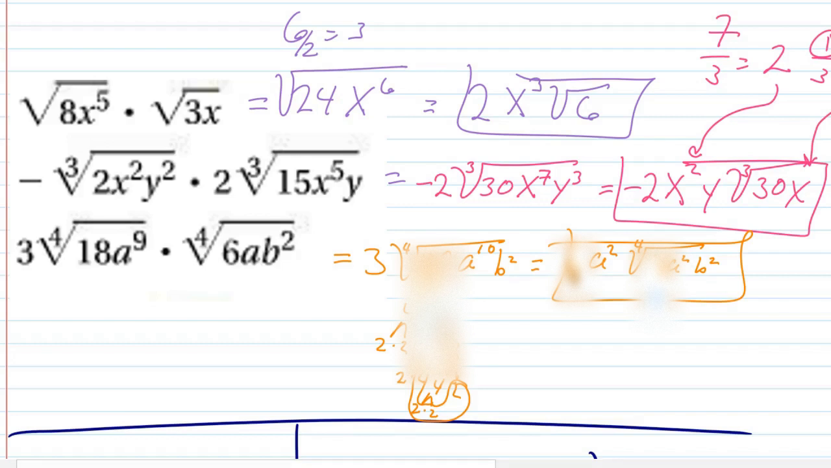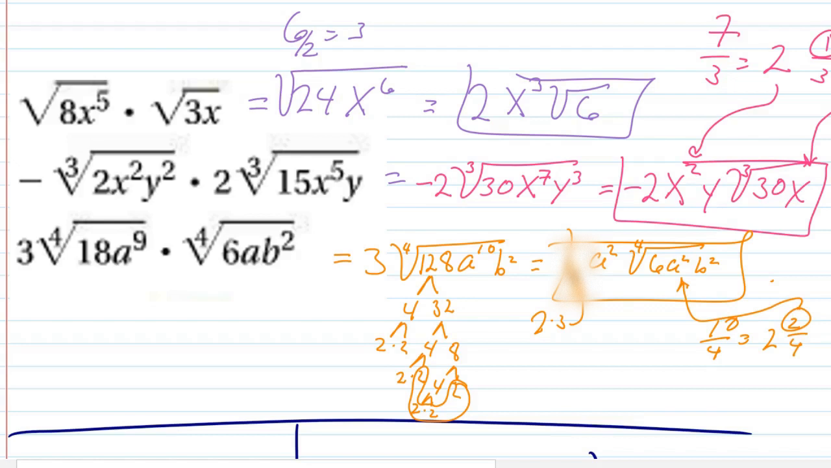Next, we have the 3 on the outside. 18 times 6 gave me 128. It's a 4th root, so that means I need 4 2's. I have one set of 4 2's, which came out, and 2 times 3 gave me the 6. And I have 3 2's left over, which is where I got the 6 left over on the inside. Meanwhile, 10 divided by 4 left me with 2, and 2 over 4 left over. That's where the a squared came from. And then b to the power of 2 cannot simplify with the 4th root.